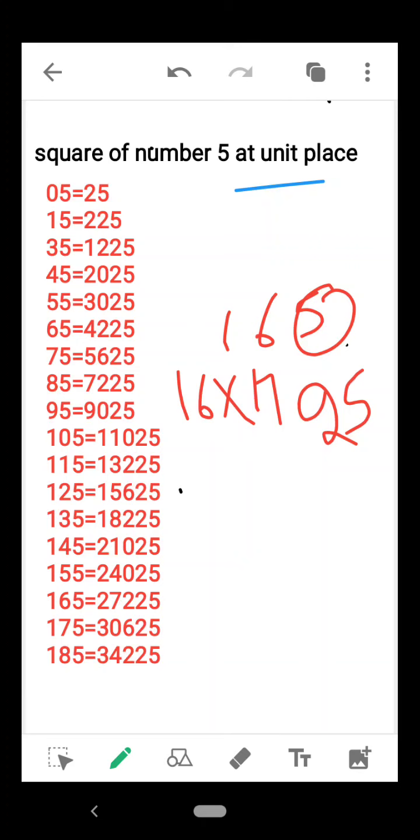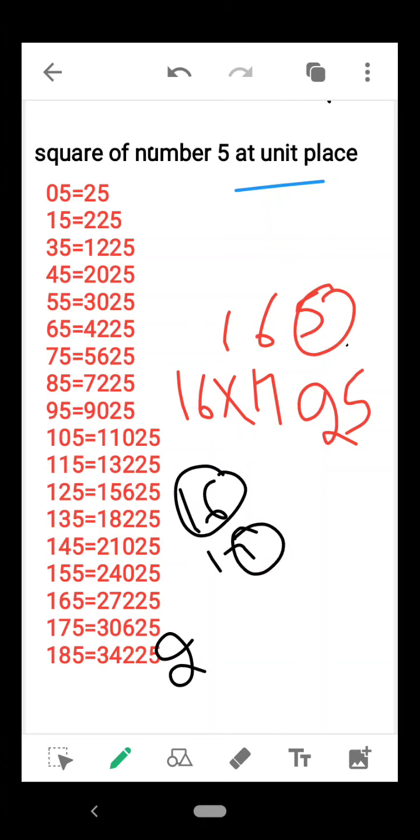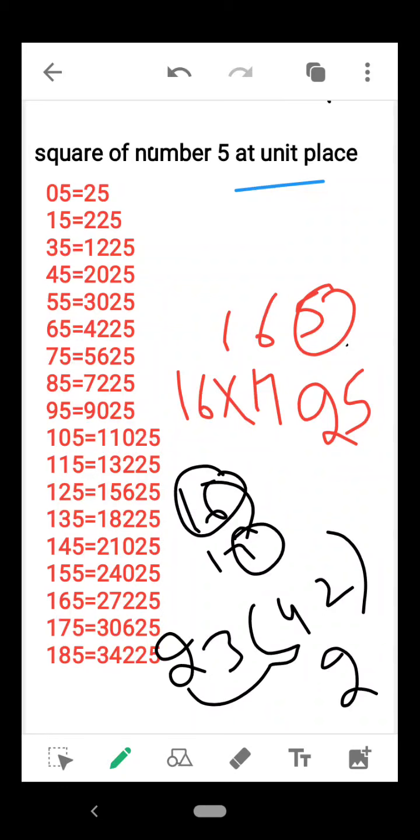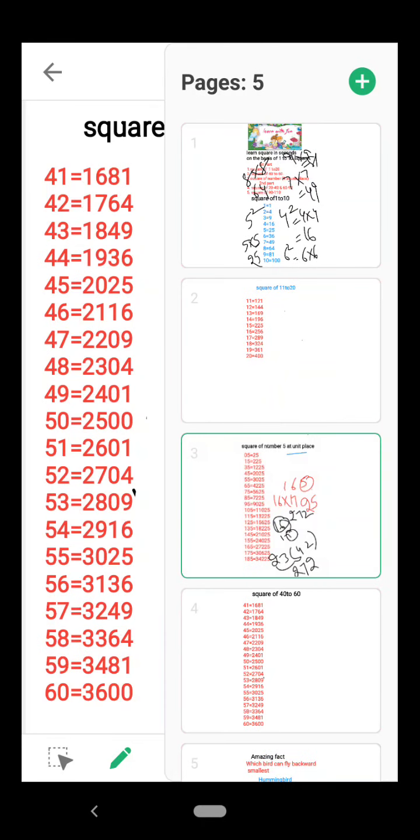So 16 into 17. 16 plus 7 is 23 and 6 into 7 is 42. आपको पता है क्या करना है? 2. 23 plus 4 कितना होता है? 27. तो योर आंसर 272. आगे क्या लिखना है? 25. तो आंसर क्या हुआ? 27,225. I hope it is clear to you. So we can proceed further.